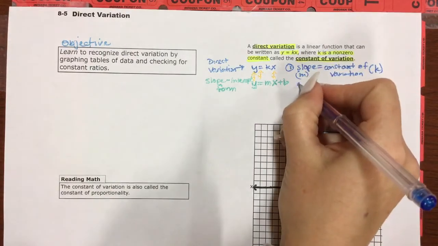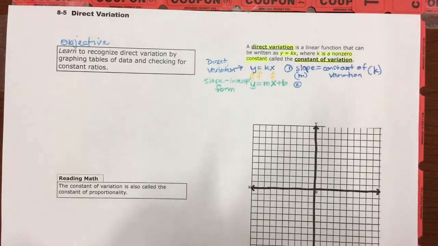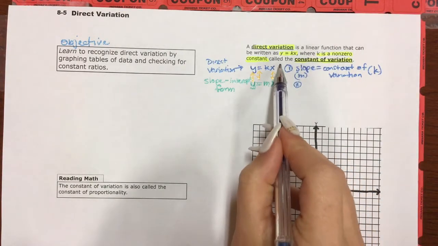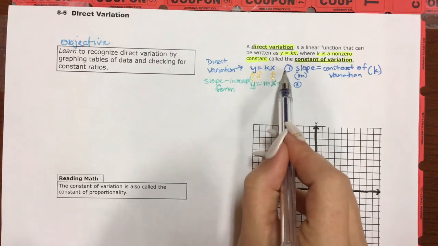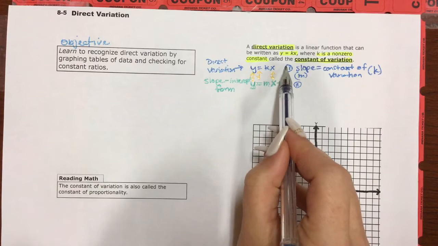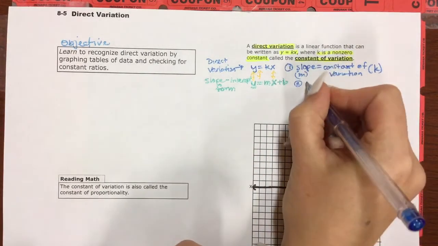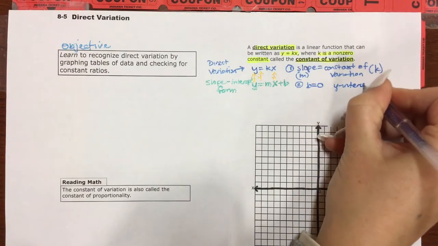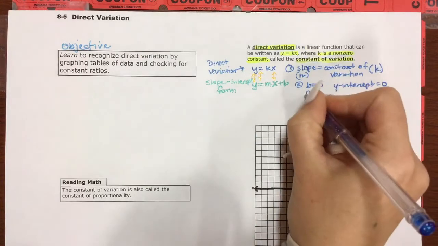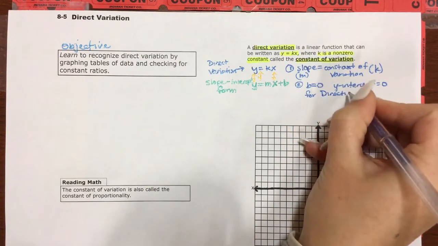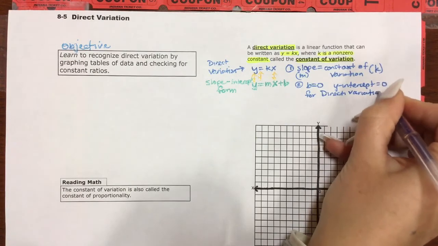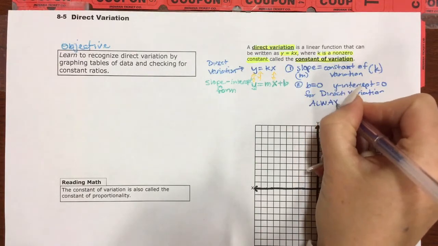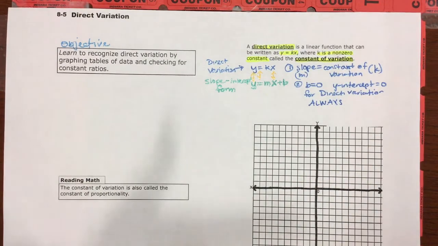The second thing, if you notice, there is no b. Actually, there is a b, but there's nothing here. Because there's nothing, b is equal to 0. That means the y-intercept is always equal to 0 for a direct variation equation. The y-intercept is always 0.